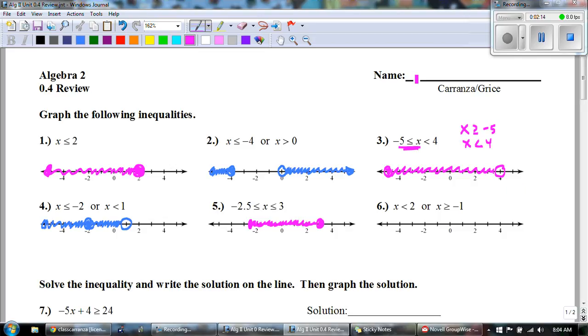All right, number 6. x is less than 2, so I'm at 2. I shade everything that is less than 2. But then we have x is greater than or equal to -1, and then we shade everything to the right. And this one's a special case where it would be infinite solutions.